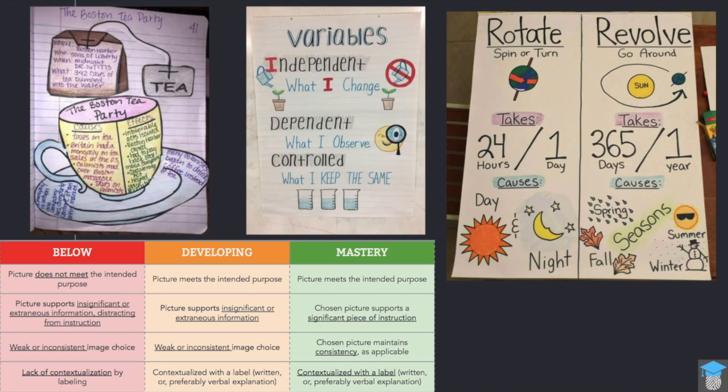Here we have some Pinterest anchor charts. Everybody loves these. Let's see how they measure up against our rubric for effective picture use. The Boston Tea Party. This is a pretty popular one. Because of the way information is displayed, this picture takes on the role of graphic organizer. So if the purpose of using the teacup is novelty and making an event or political climate concrete, it does work. It meets that intended purpose.